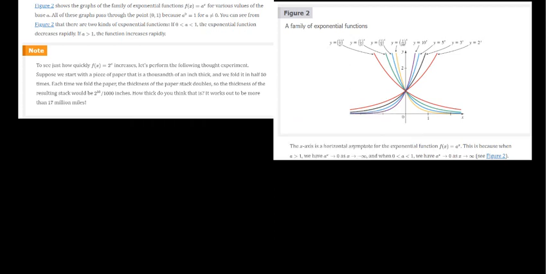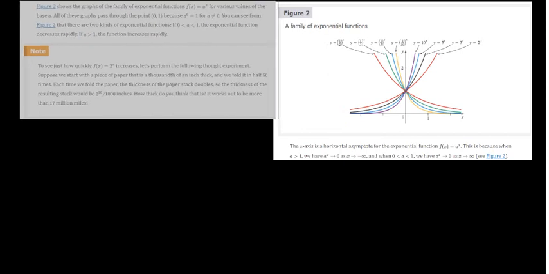So, this reads: figure 2 shows the graphs of the family of exponential functions f of x equal to a to the x power for various values of base a. All these graphs pass through the point 0, 1. Okay, so that's interesting. They all pass through this point because a to the 0th power is 1, right?